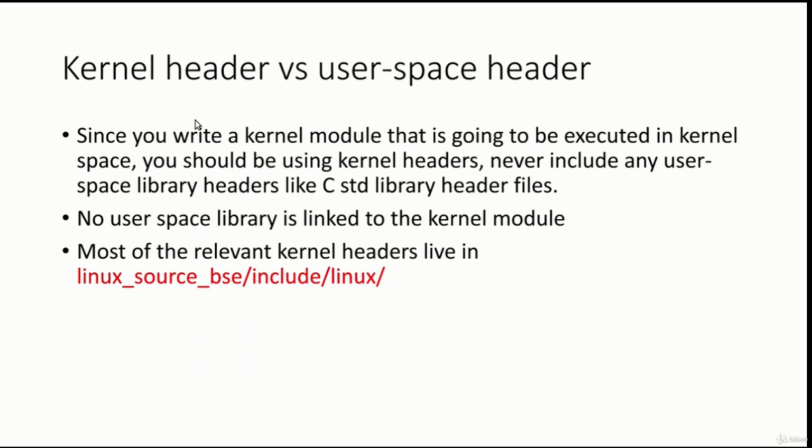Since you write a kernel module that is going to be executed in kernel space, you should be using kernel headers. Never include any user space library headers like C standard library header files. No user space library is linked to the kernel module during the kernel build procedure. For example, you don't link your kernel module code with the C standard library. That's the reason you should not use any user space headers while writing the kernel module. Most of the relevant kernel headers are placed in the Linux source tree at the path include/linux.